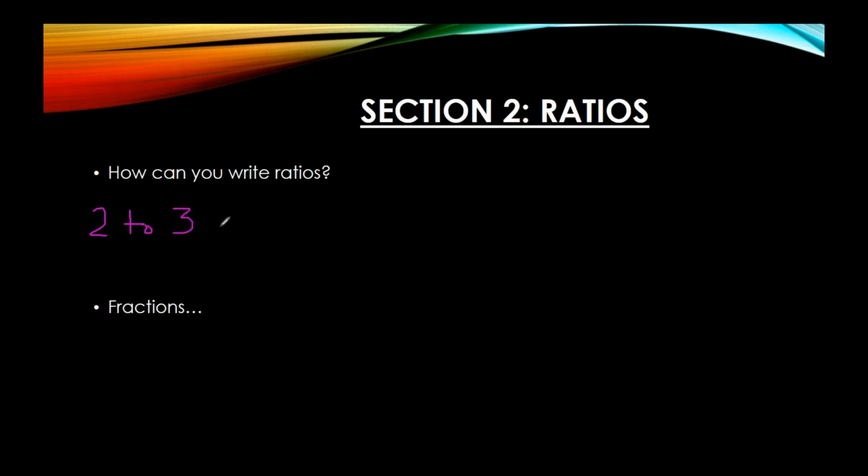So one way we can write a ratio is using the word "to": 2 to 3. And that's all fine and dandy, but it's hard to do math when you have words in there. You also can write it using a colon, 2:3. Or my favorite is a fraction. And my favorite is a fraction, not because I like fractions, although I have nothing against fractions, but because fractions are the easiest to play with.